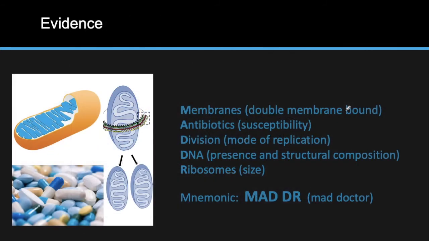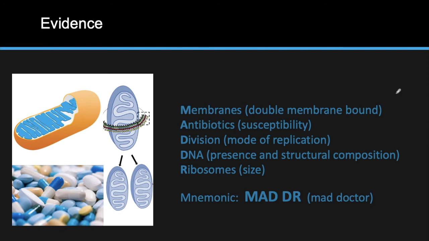So evidence for the endosymbiotic theory revolves around these major concepts outlined by the mnemonic device Mad Doctor. The first one is membranes, which concerns the double membrane bound organelles. The second one is antibiotics, which concerns susceptibility. The third one is division, which concerns the mode of replication within these cells. The fourth one is DNA, which talks about the presence and structural composition of these cells. And then the last one is ribosomes, which concerns the size of the ribosomes.